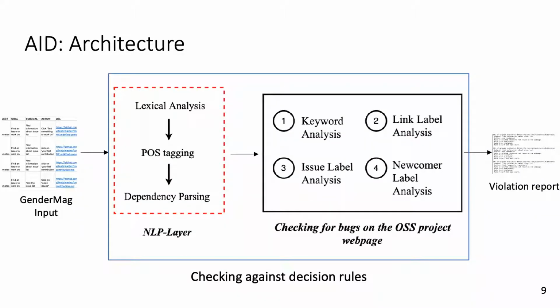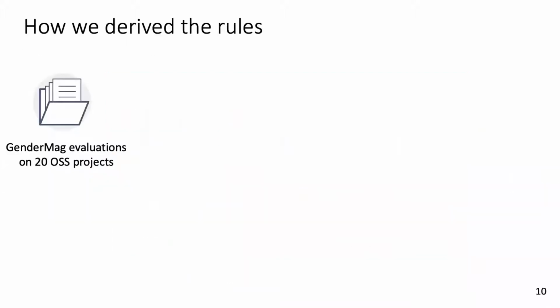So, where did these decision rules come from? To derive the rules, we had to gather empirical data. We obtained GenderMag session data from 2 real teams, and researchers also conducted sessions on 18 more projects to produce data about the inclusivity bugs within these projects. These sessions led to a total of 276 inclusivity bugs.